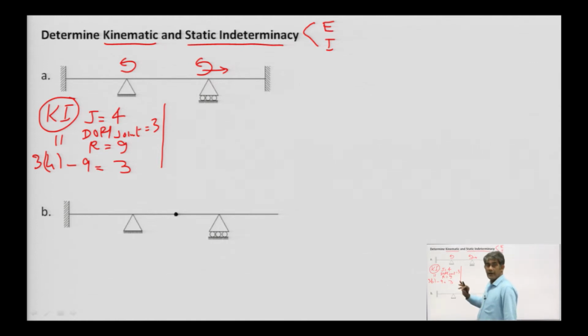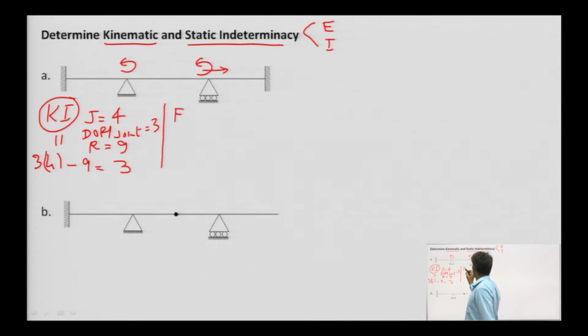Here, if axial deformation is going to be neglected, then what will be the effect on kinematic indeterminacy? How many members are here? 1, 2, 3. So, 3 degrees of freedom are going to be restricted. Then the degree of kinematic indeterminacy will be 0, because 3 minus 3 is equal to 0. So, this is kinematic indeterminacy. Extensible 3, inextensible 0.